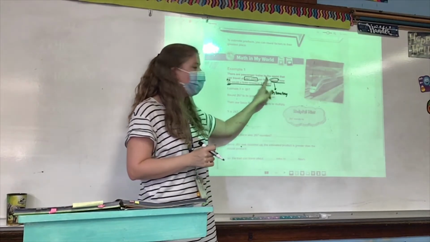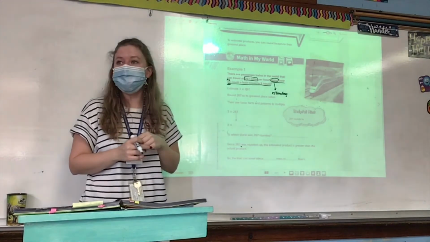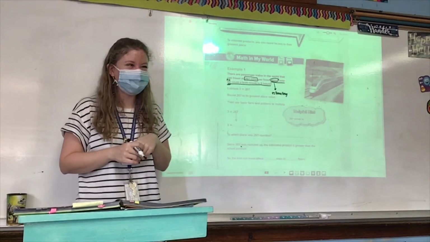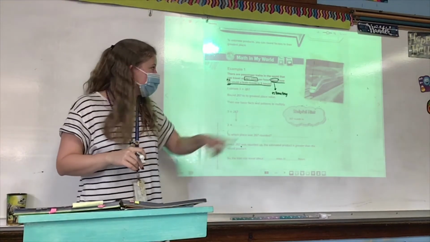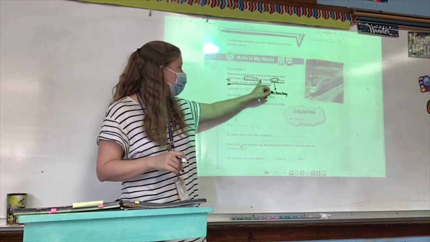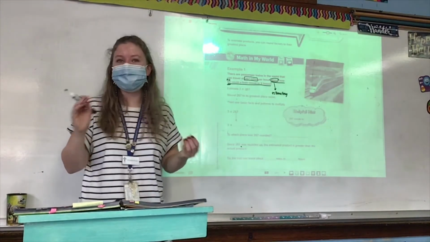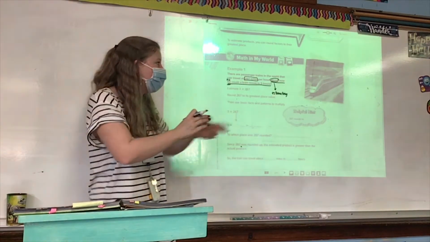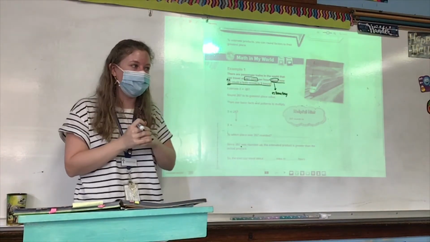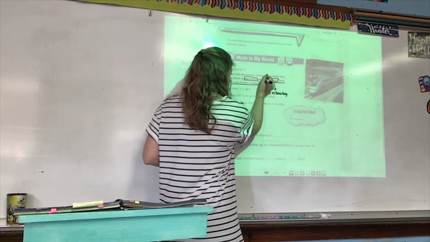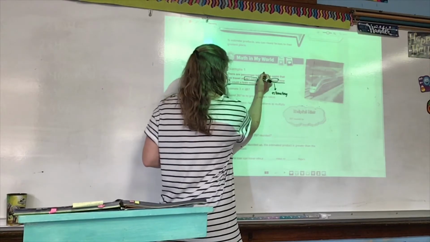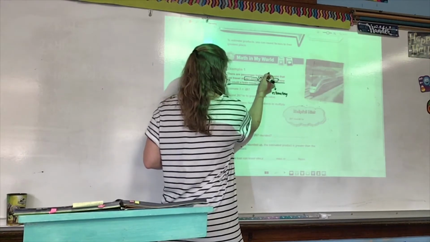Then I see per hour. Per means the same thing as each. We just don't use it as often. So if I said 267 miles each hour, that means the same thing. It means in 1 hour, I can go 267 miles. So in this case, per is what tells us to do multiplication or division.